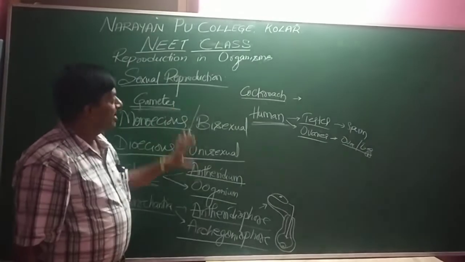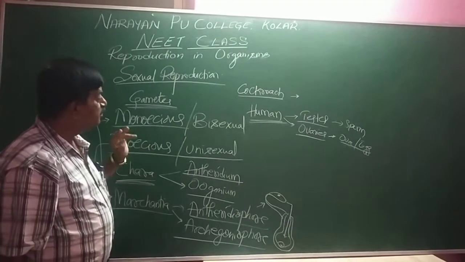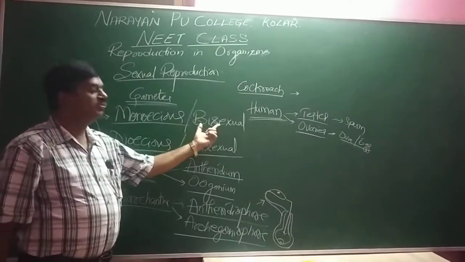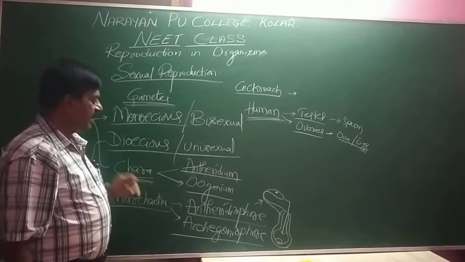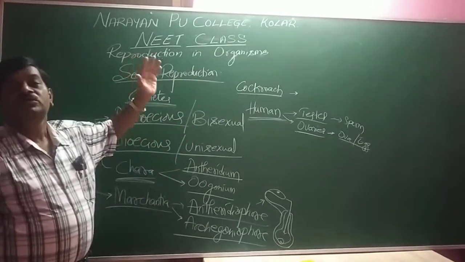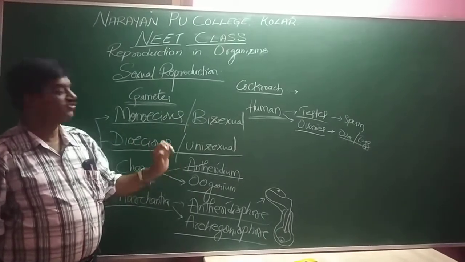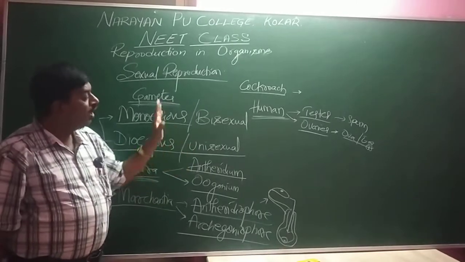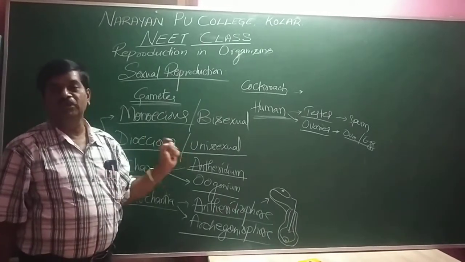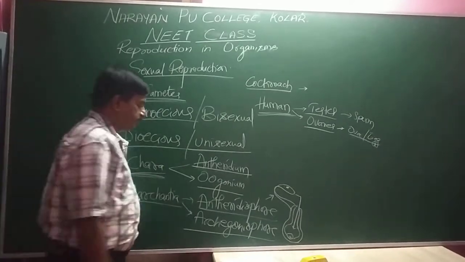So I used some terminologies here. In plants especially, we use the word bisexual, whereas in animals like earthworm, we use the word hermaphrodite. So all these terminologies are to be remembered for your NEET exams. We'll go for the next study.